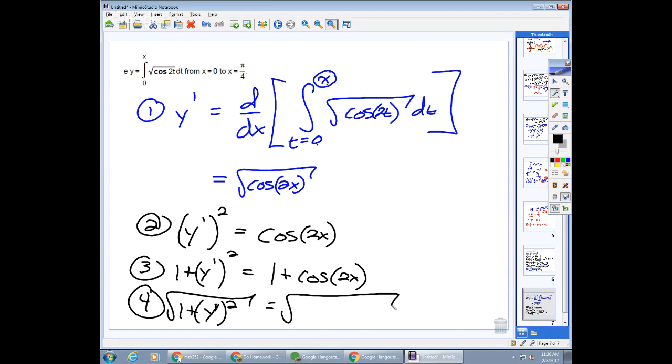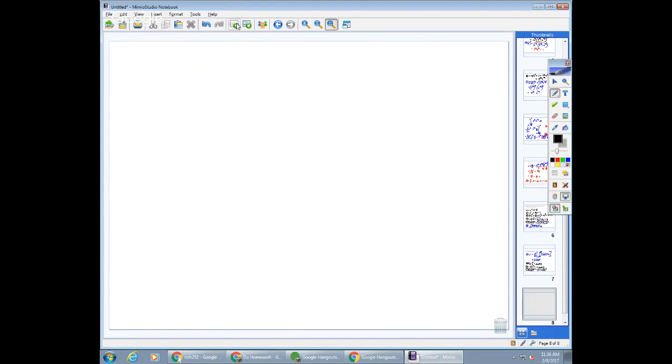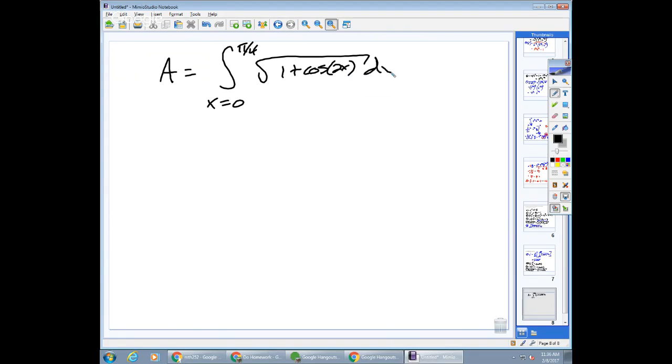All right, well, that's the square root of 1 plus the cosine of 2x. Oops, where's my x? And then I can put it in an integral. And so the arc length that I want is going to be equal to the integral as x goes from, I think it was 0 to pi over 4 of the square root of 1 plus the cosine of 2x with respect to x. And I'm pretty sure that's what D was.